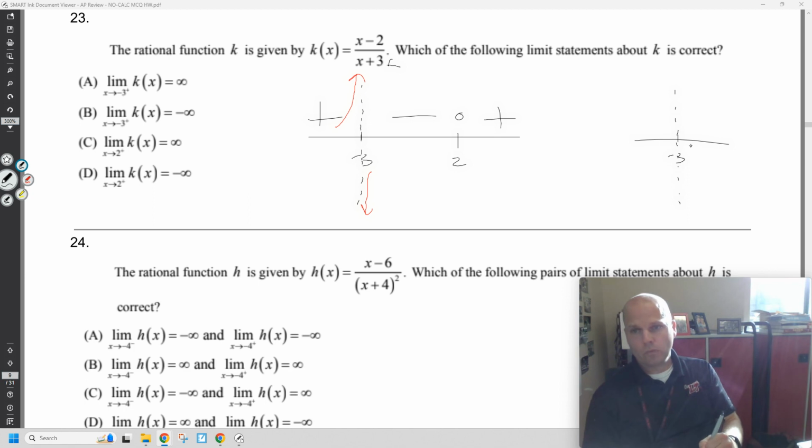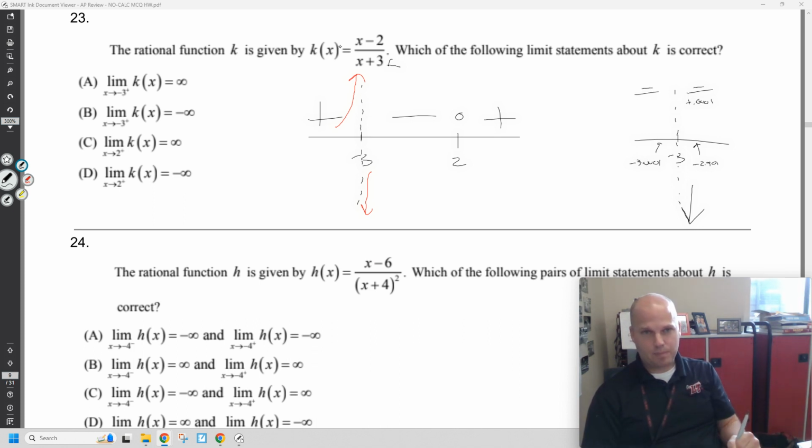Other way, plug in a value that's very, very close to -3 to the left and to the right. If I plug in -2.999, the top would be negative. The bottom would be a positive value very, very close to 0, which is why I have these very, very large negative values. If I plug in -3.001, I'd have that negative value on the top. The bottom would be a very, very small value close to 0, but that's negative. Negative divided by a negative is a positive.